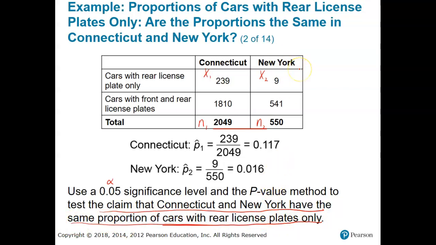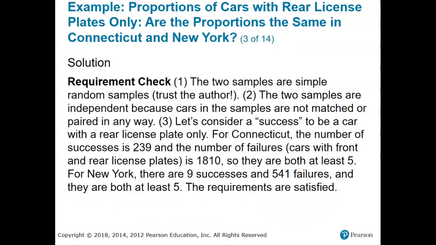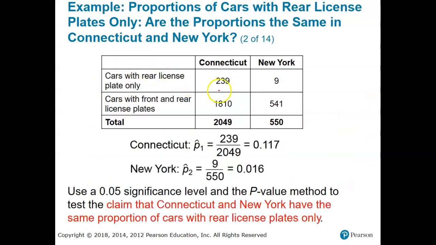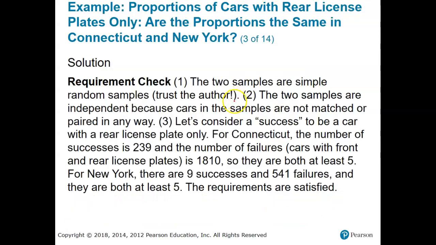Okay, so when we go to set this up, we've identified our claim, we've got our values and so forth. So we want to check our requirements. We're assuming it's a simple random sample. They're independent because the cars are not matched up. The ones in Connecticut are in no way connected to the ones in New York and so forth. As far as our number of successes and failures, these are considered our successes and these are our failures. So successes and failures, those are all greater than 5.